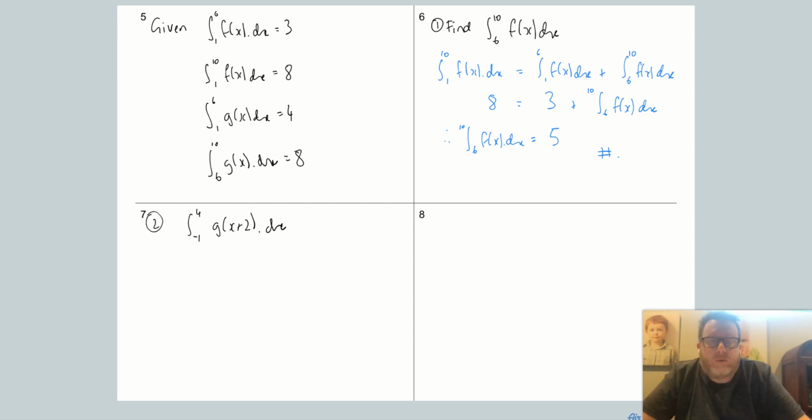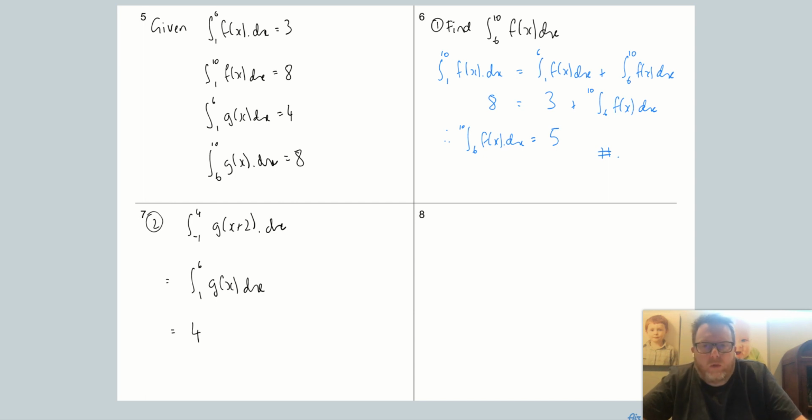Now, the point here is, what impact does that have on our boundaries? Well, effectively, the boundaries are going to shift by 2 units. And so I can say that the integral between -1 and 4 of g of x plus 2 is equal to the integral between -1 plus 2, which is 1, and 4 plus 2, which is 6, of g of x dx. And the good news is, we know what that is, it's equal to 4.